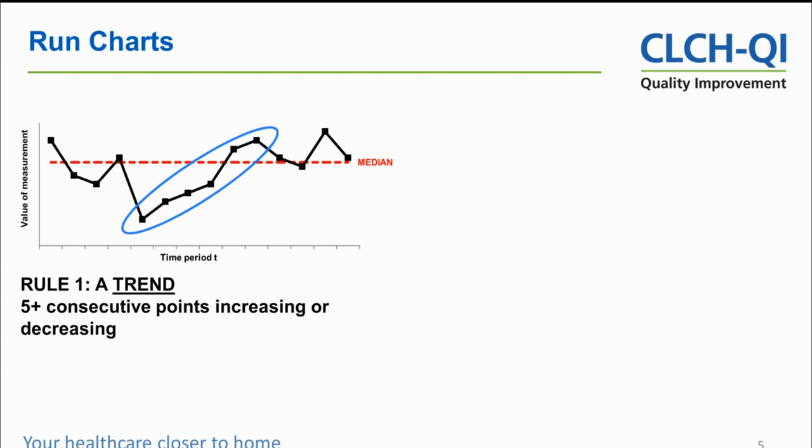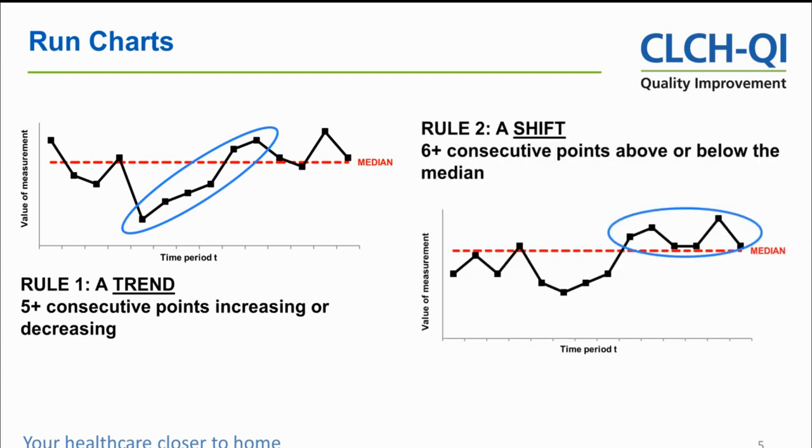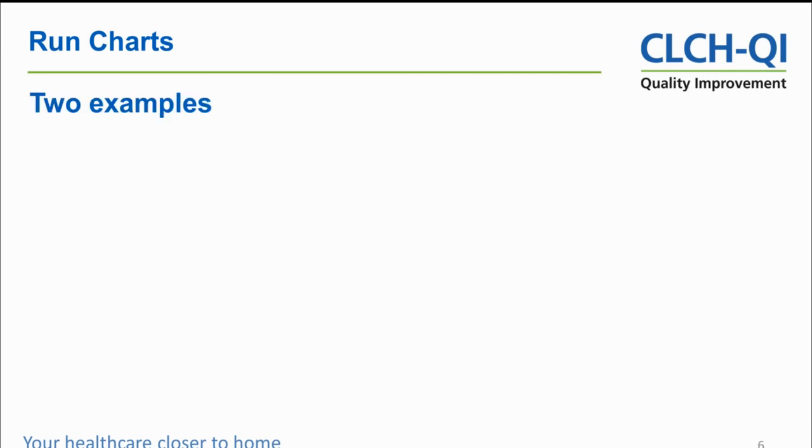The second rule is a shift. This is where there are 6 or more consecutive points either above or below the median. So we are looking for 6 or more data points in a row sitting above or below the median. We don't include data points on the median. You can see this indicated in the chart in the blue oval.